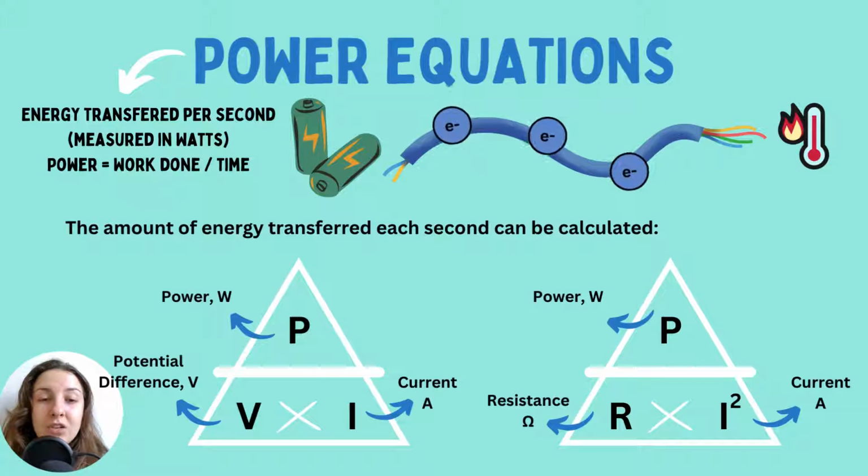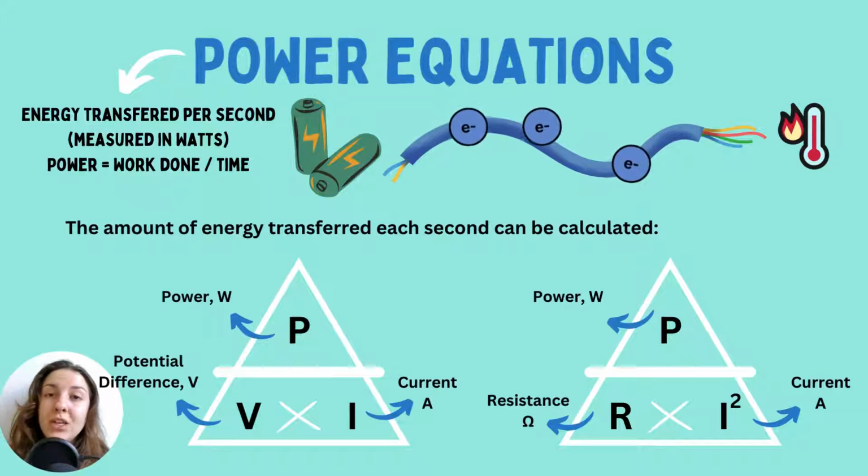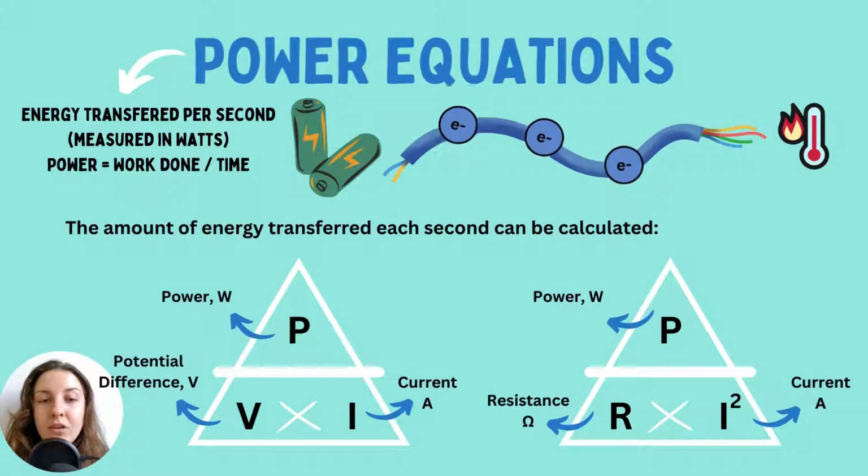I have put these into a triangle equation for you, so it's a bit easier to rearrange, but be very aware that current in the second case is squared, so you would need to square root it if you want to work out the actual current in a question, for example.